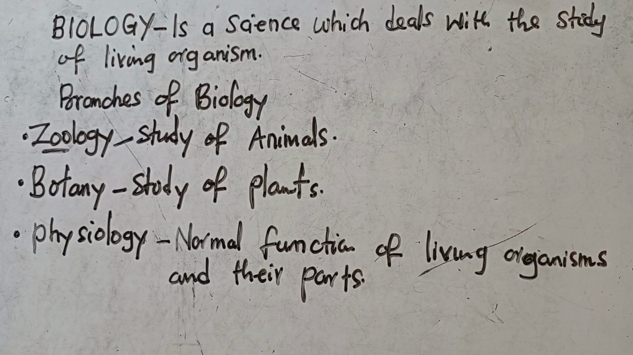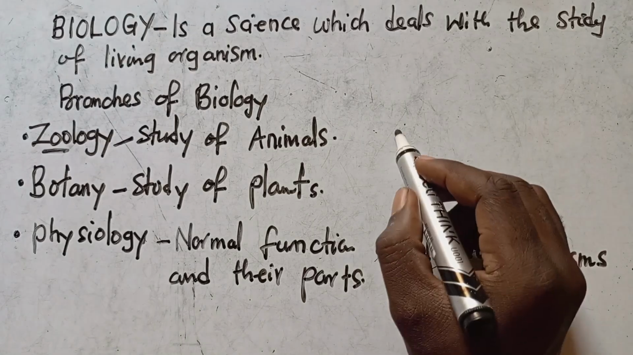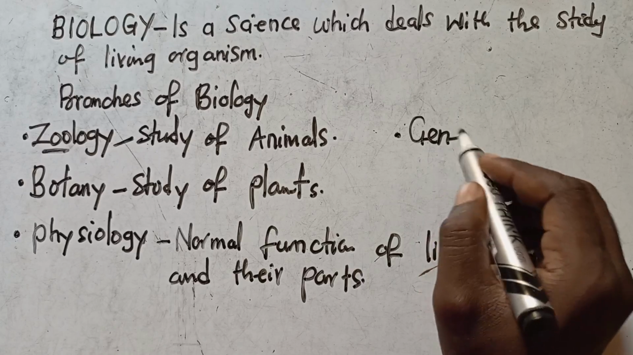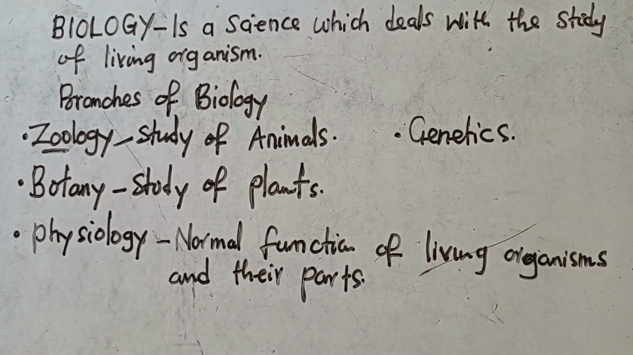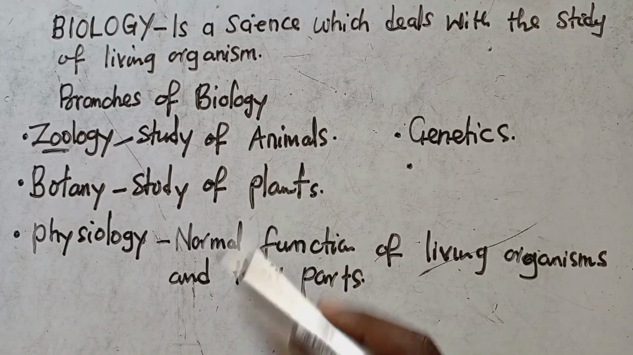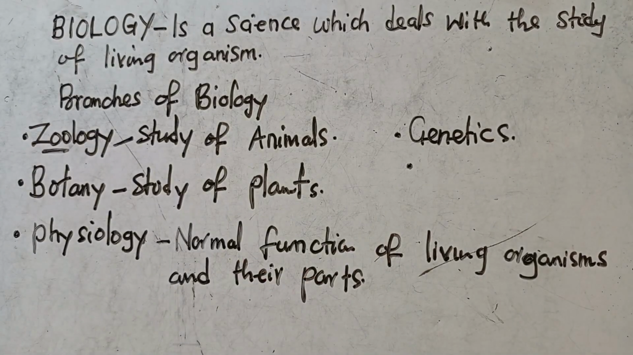There is also what we call genetics, which is also a branch of biology. I know most of you know what genetics is. Genetics is the study of the inheritance of hereditary materials from parents to offspring. That one we are going to look into. So genetics is also another branch of biology. There are various types of branches of biology, but these are the main ones. These three, you are supposed to know them. These are the main branches of biology.